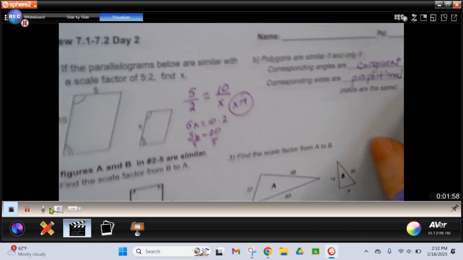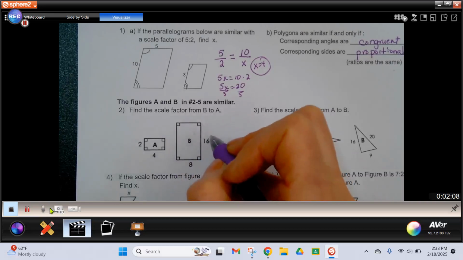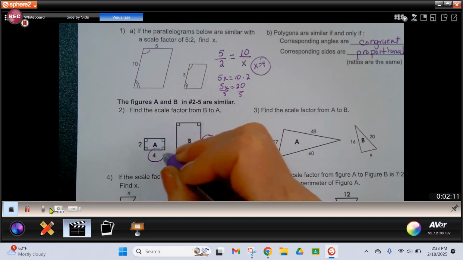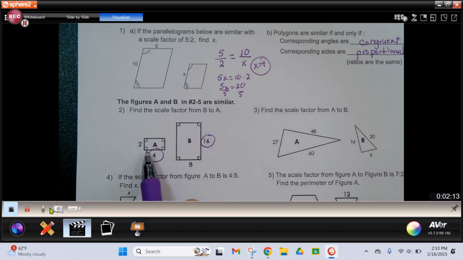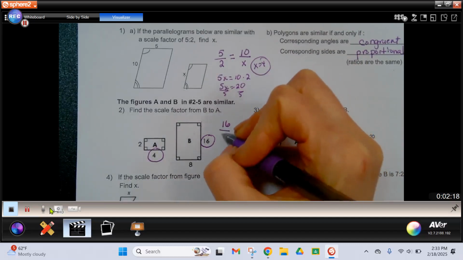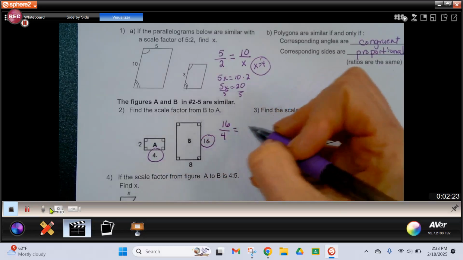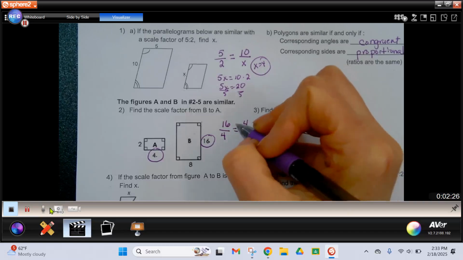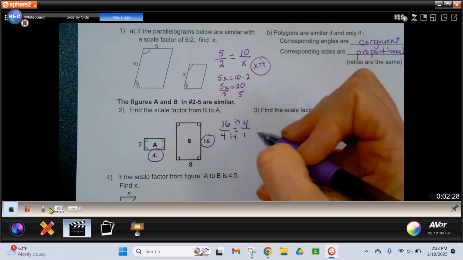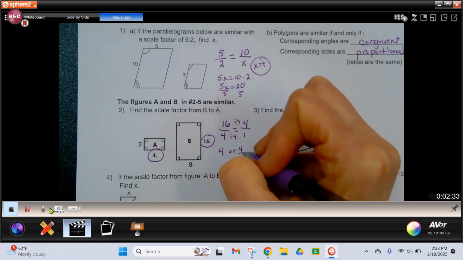Number 2, find the scale factor from B to A. So we're going from this figure to this one, so from the big figure to the small one. And I need to look for corresponding sides to find the scale factor. And I can see that 16 corresponds with the 4. This is the long side of a rectangle, and this is the long side of a rectangle. So I can write 16 to 4, big to small, B to A. And simplifying that, divide by 4, I get 4 on the top. Divide by 4, I get 1 on the bottom. So my scale factor is 4, or 4 over 1.